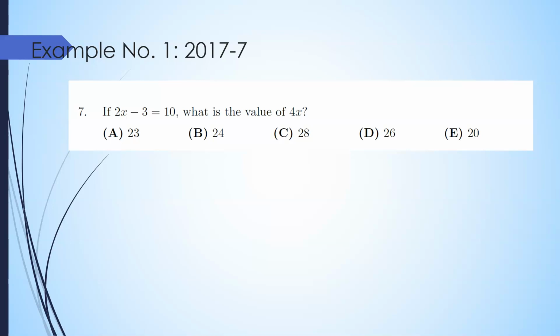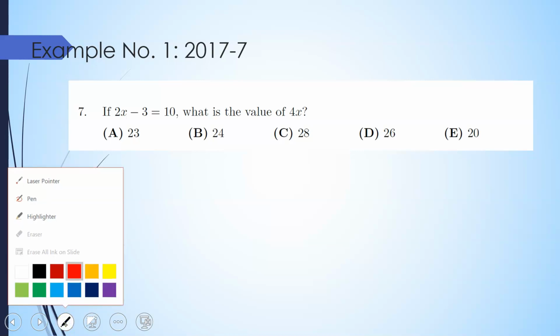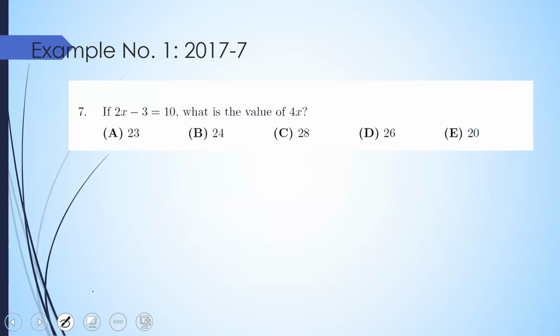So the usual way for us to calculate this is to have 2x equals, move 3 to the right, so it gives you 2x equals 13. So some students calculate x equals 6.5. It asks for 4x. That will give you 6.5 times 4 equals 26. So the answer is D.